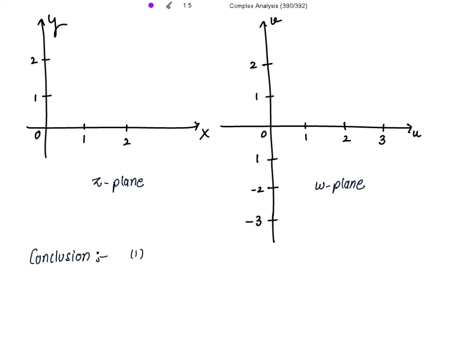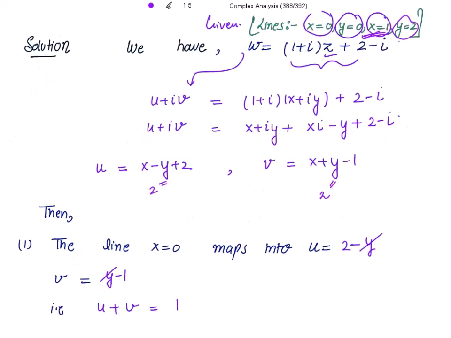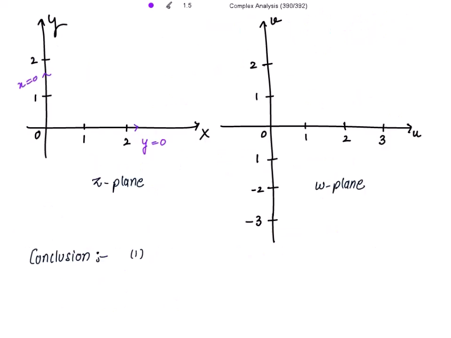Let's mark the regions now. Here in the z plane, what are the lines given to us? It is x equal to 0, this line. y equal to 0, of course. And then the lines x equal to 1 and y equal to 2. So the region formed is a rectangle. It is a rectangular region in the z plane.